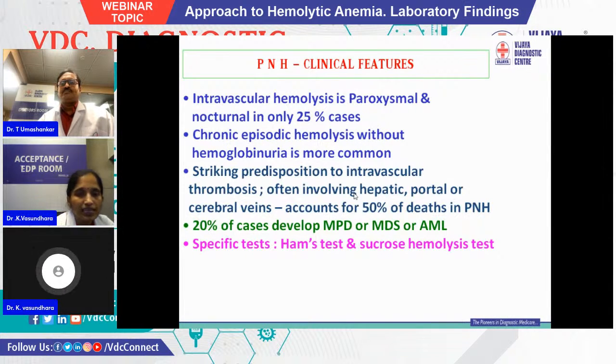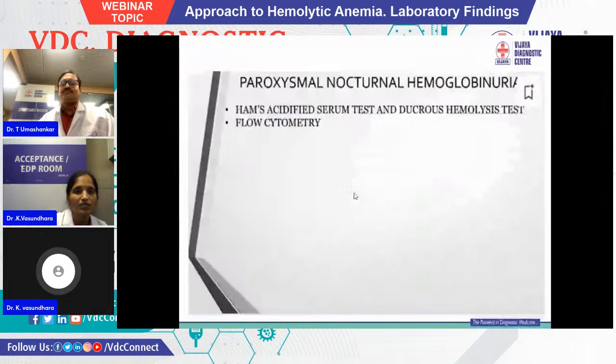These PNH patients have a striking predisposition to intravascular thrombosis in the portal, cerebral and hepatic veins. Hepatic vein thrombosis causes Budd-Chiari syndrome. The specific tests for PNH are Ham's test and the sucrose hemolysis test, and we will also do flow cytometry for paroxysmal nocturnal hemoglobinuria.